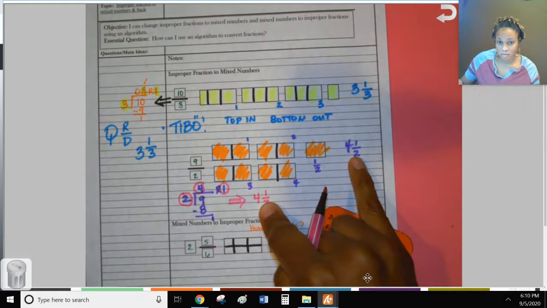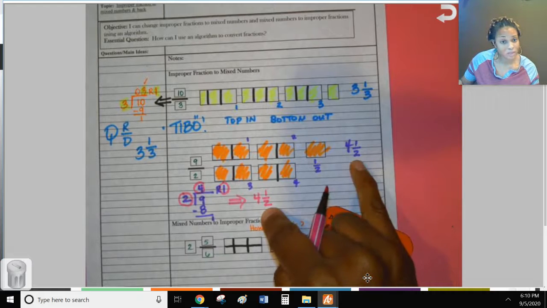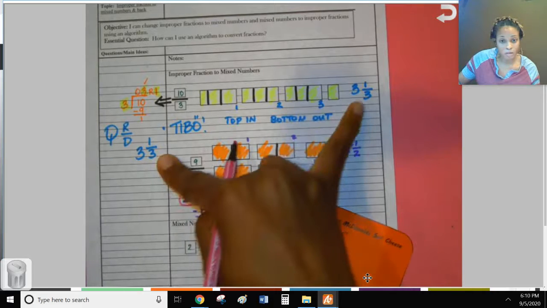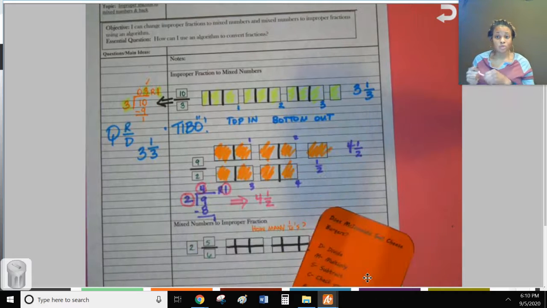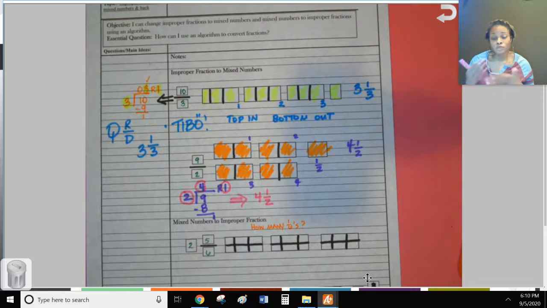Same thing, right? Here we did the algorithm. Here we looked at the model. We got the same thing. Same thing here, 3 and 1/3. So there are 2 ways you can do it. You can model it or you can do the algorithm. You have a choice to do whichever one you think is faster for you.